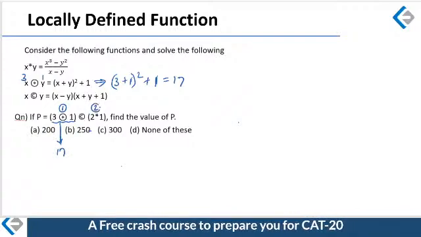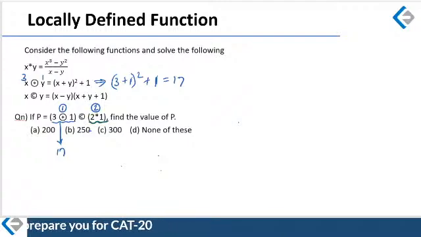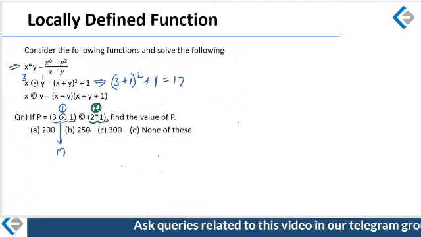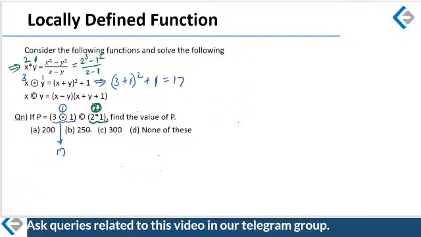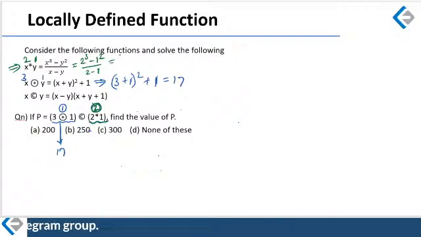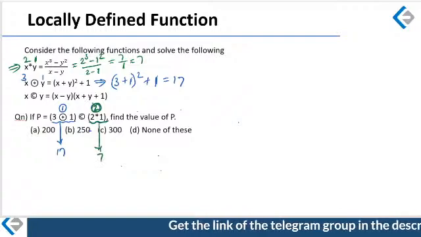Second step, what is the second step? I go to this place, step 2. What's the value of x? 2. What's the value of y? 1. Therefore, you are trying to do 2 cube minus 1 square divided by 2 minus 1, that is nothing but 7 divided by 1, which is nothing but 7. So now I get this result as 7.